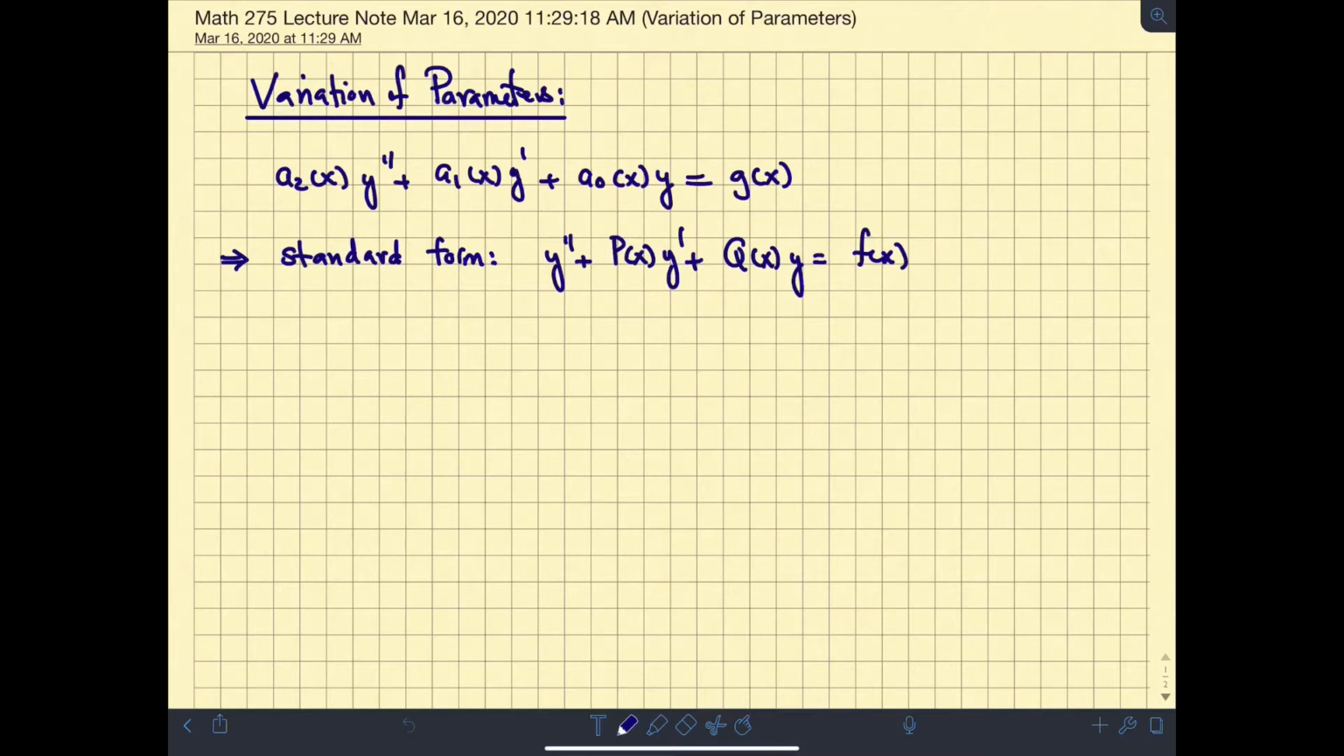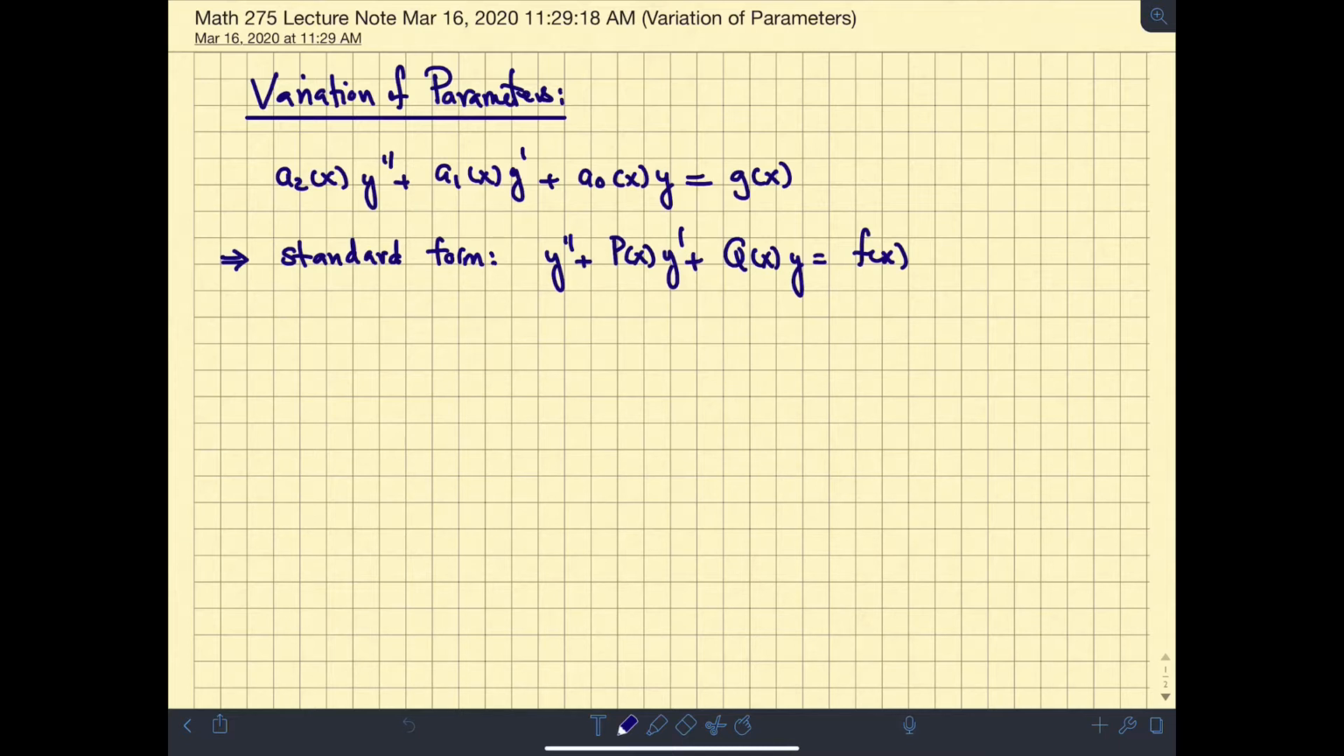Today we're going to be talking about variation of parameters, which is the second method of solving non-homogeneous differential equations. We've already talked about undetermined coefficients. Now, variation of parameters is a method that uses matrices and determinants to figure out the particular solution.